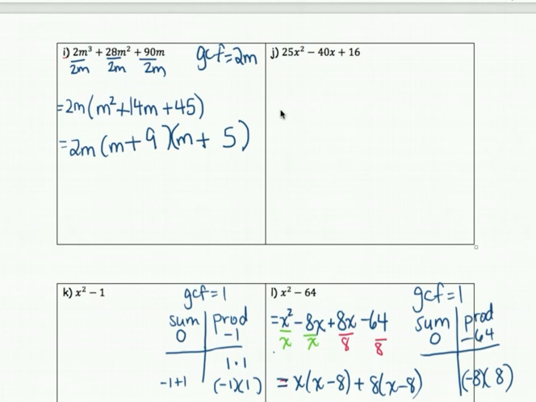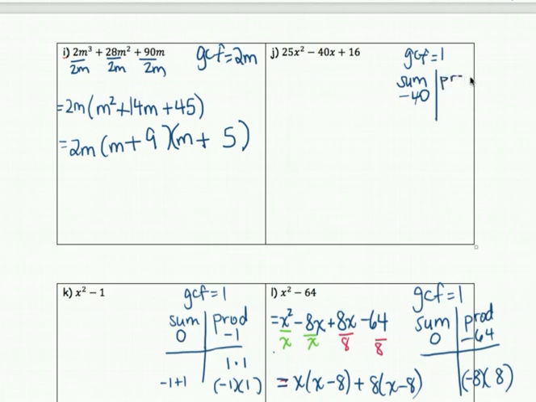Okay, so on to J. Again, check for greatest common factor. Okay, scanning through, nothing works. So let's move on to the product sum. We have a sum of 40 and a product of 400.